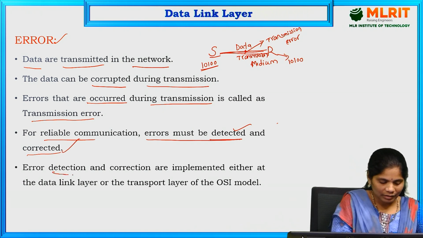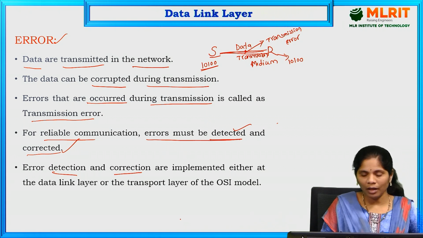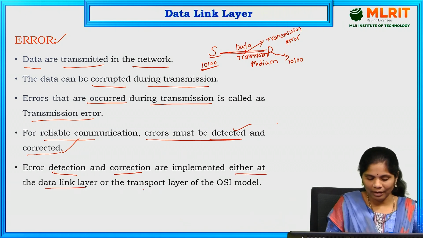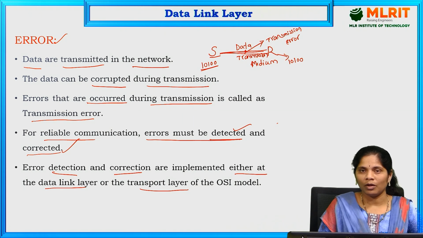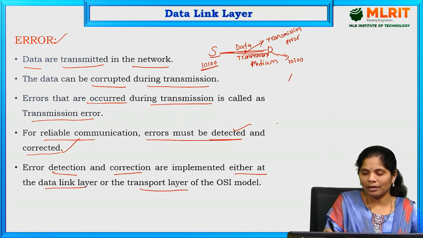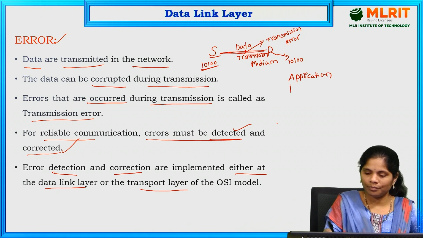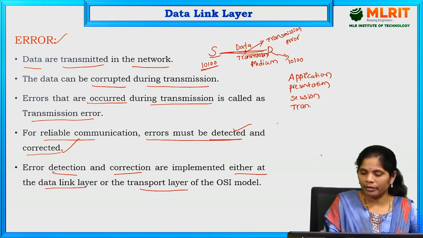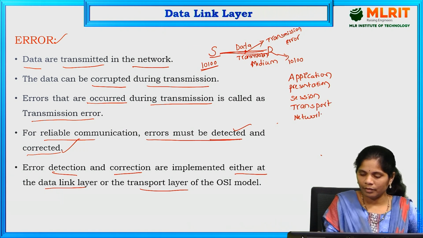Error detection and correction can be implemented either at the data link layer or at the transport layer in the OSI reference model. The OSI model has 7 layers: application layer, presentation layer, session layer, transport layer, network layer, data link layer and physical layer. These are the 7 layers.